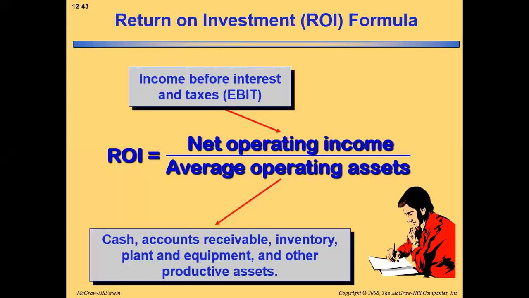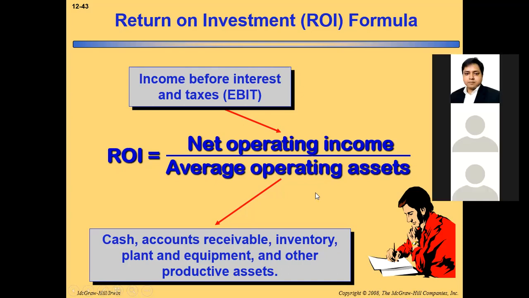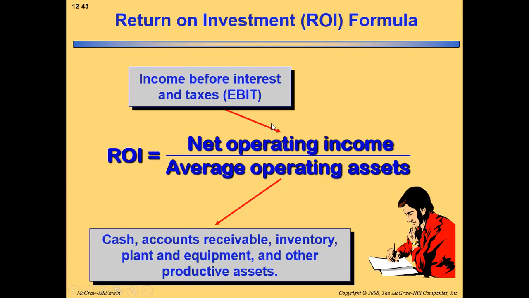Did you understand? Yes sir. Okay, now let's move to the next topic, that is return on investment, ROI. For the performance analysis of a segment or of the total, we have to follow this. Our first formula is return on investment. Return on investment is calculated by net operating income divided by average operating asset. So what is net operating income? Net operating income means income before interest and taxes. Okay, the income before deducting tax and interest is what we call net operating income.